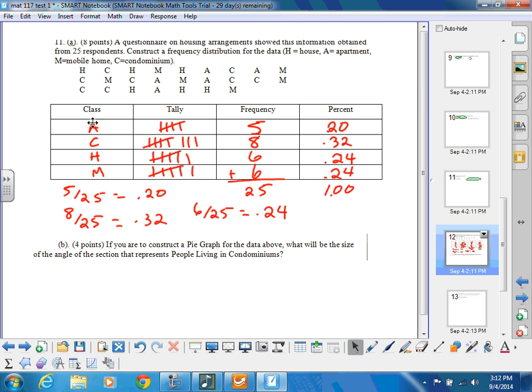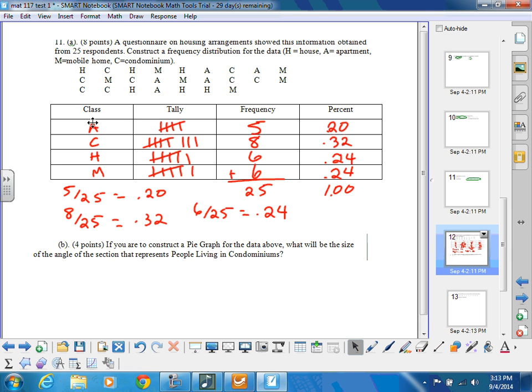If your teacher wants you to write it using the symbols and add it up to 100%, definitely stick to that method because you want to go by what your teacher tells you to do. Now that part's okay. We're going to move on to part B. It's saying if I were to construct a pie graph for this data that I just did in this example, what will be the size of the angle of the section that represents people living in condominiums? So I'm looking at C.